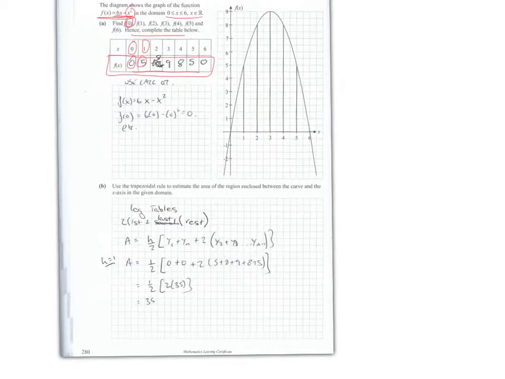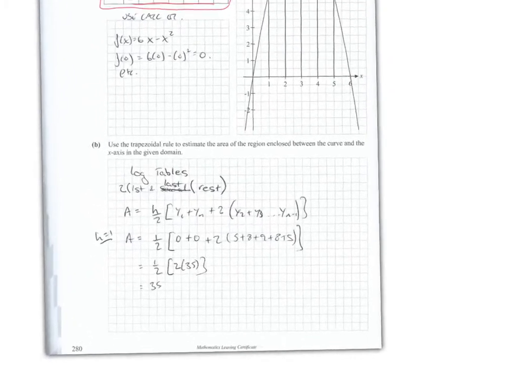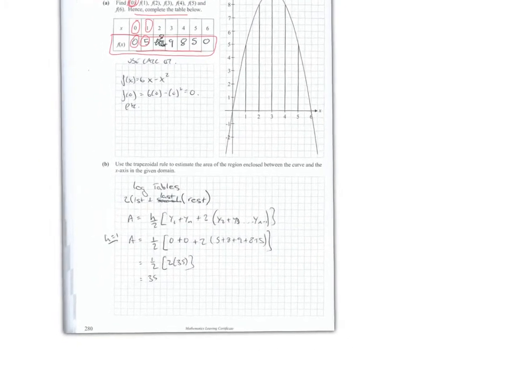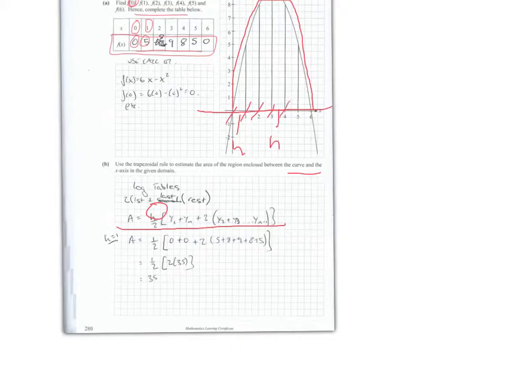For the exam then, they asked you to use the trapezoidal rule to estimate the area of the region enclosed between the curve and the x-axis. So there's the x-axis, there's the curve. They want you to use the trapezoidal rule, which is in the log tables, but just know that the trapezoidal rule tells you that the area is given by h over 2. Now this is h here, it's this value from here to here, there to there. Okay, so be careful of that.